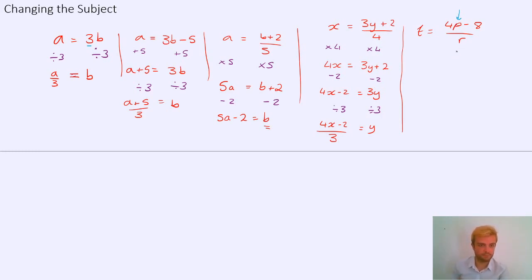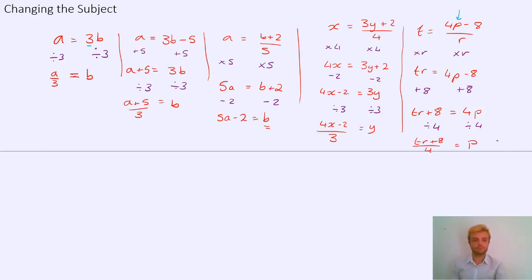First thing I'm going to do is get rid of that denominator. Now, every other time we got rid of the denominator, we were multiplying by a number, but this time we're multiplying by a letter. We're going to multiply both sides by r. On the left side, that gives me tr, which is equal to the denominator, we cancelled it out, so 4p minus 8. And now it looks quite a lot like the others. We'll plus 8 to both sides to get tr plus 8 on this side and 4p on the other side. And lastly, we'll divide by 4 to get (tr plus 8) divided by 4 equals p.